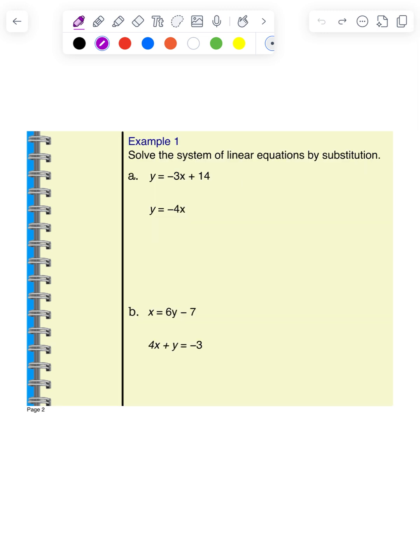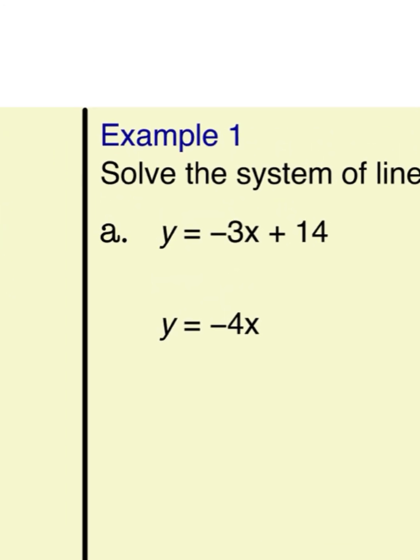All right, so notice in this first example, both equations are y equals something. So what I'm going to do is take what y equals, in this case negative 4x, and substitute it for y. So I'm going to write a new equation, but instead of writing y, I'm going to write negative 4x because I know negative 4x equals y. I'm going to say equals, and then write the rest of the equation, negative 3x plus 14.